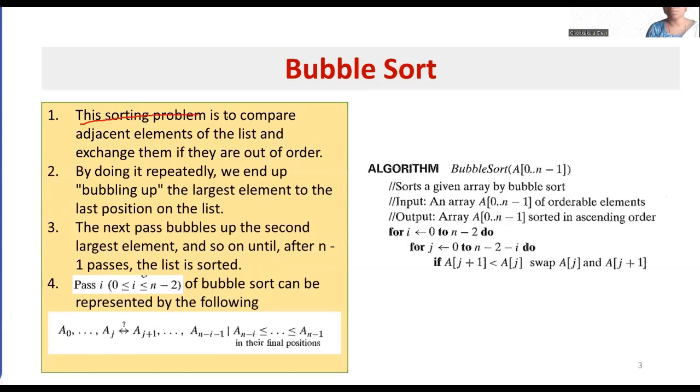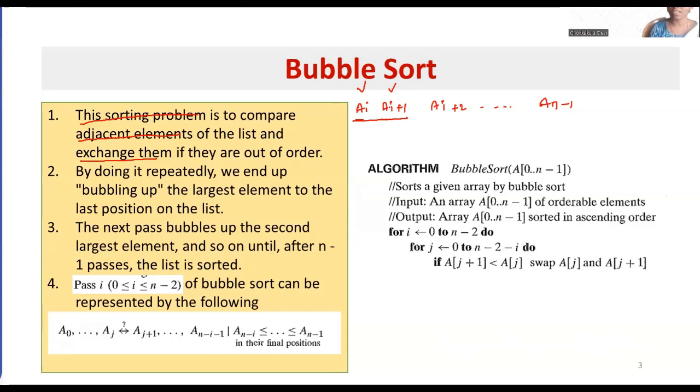This sorting problem is simply to compare adjacent elements of the given list, and it is going to exchange them when the condition is met. So bubble sort is a simple algorithm which is going to compare the adjacent elements, meaning side by side elements. Suppose you have items a i, a i plus 1, a i plus 2, and so on, up to a n minus 1 elements, and now it is going to compare these two elements. If this element is greater than this element, it is simply going to swap.